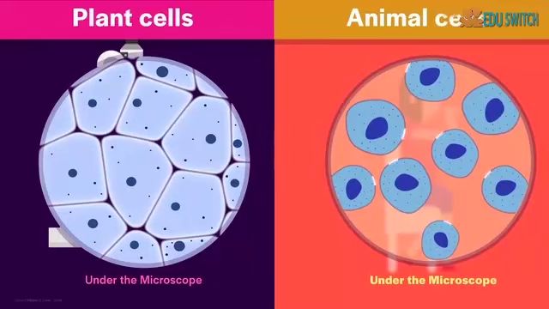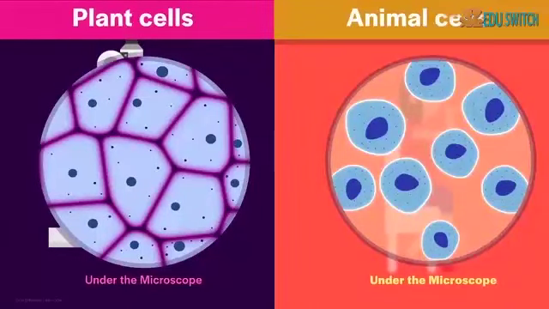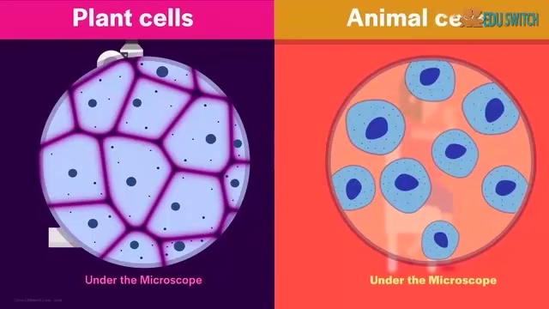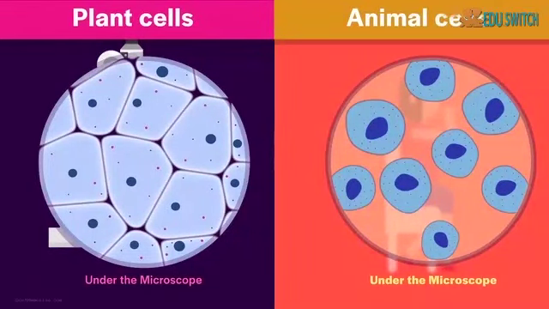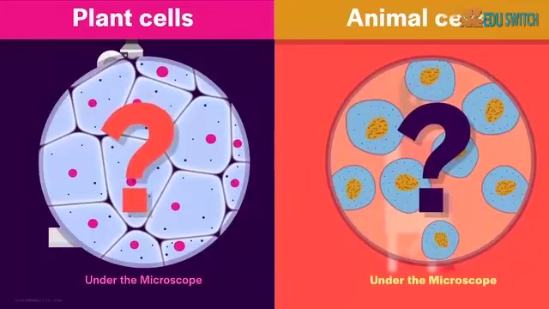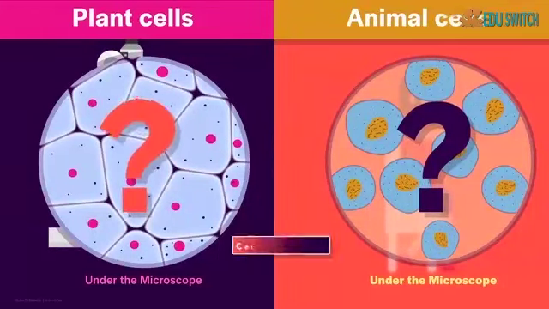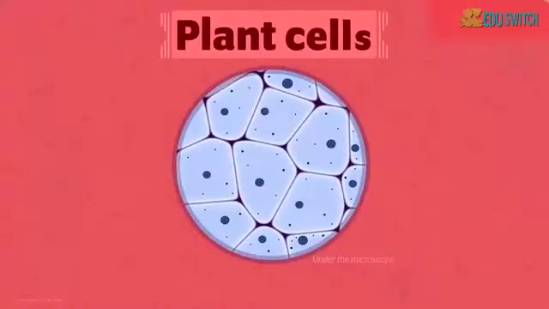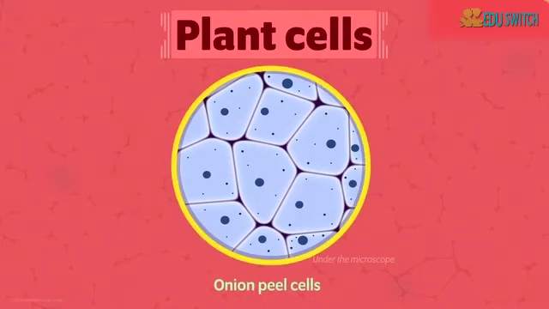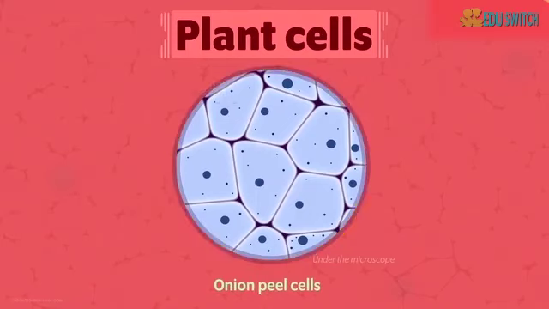Roughly, we have these thick, distinct borders that differentiate each cell from the other one. Then we have these thin, tiny dark spots scattered all over. Also, we can spot this prominent circular structure here, which is very darkly stained. Any ideas what these things are? Well, these are the cell constituents. For our convenience, let's select just one. Say the onion peel cells to understand the structure and the contents of the cell.